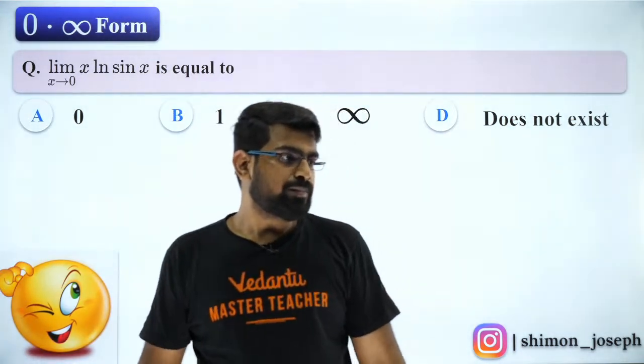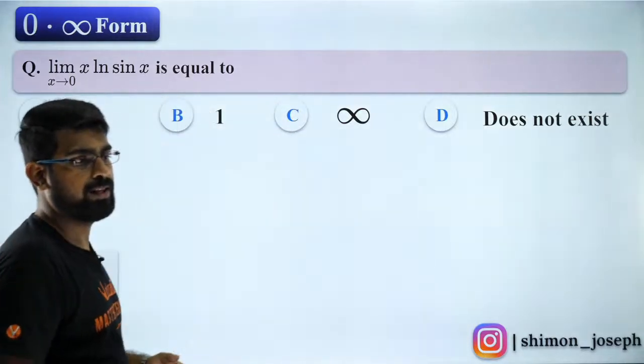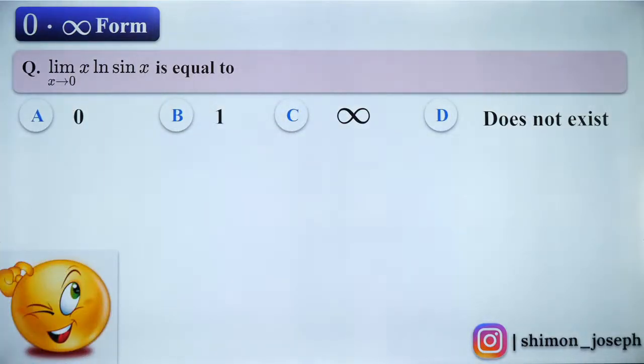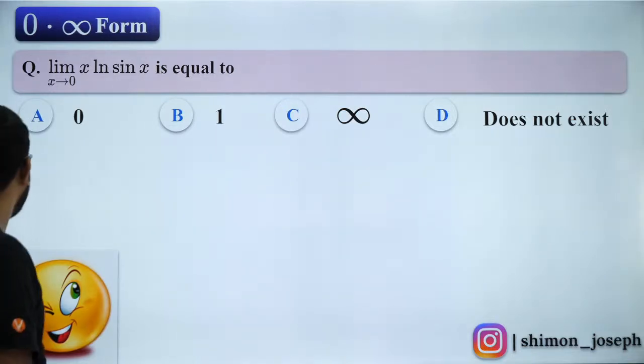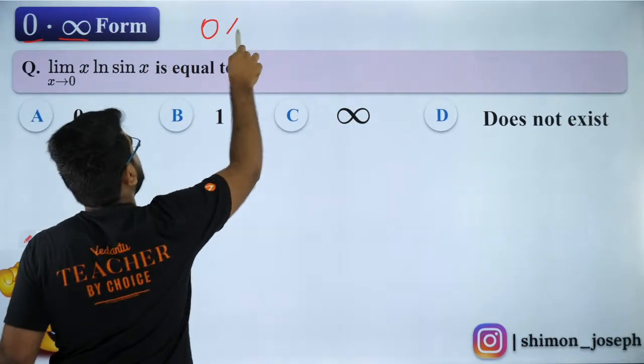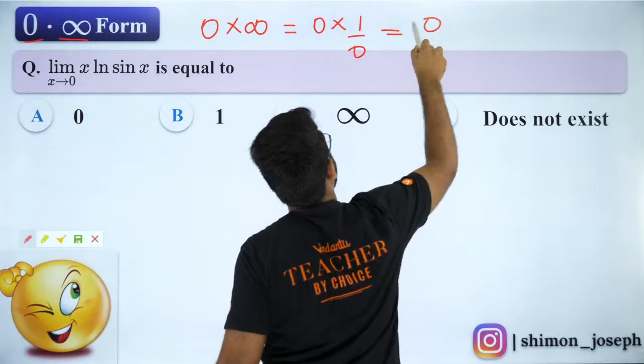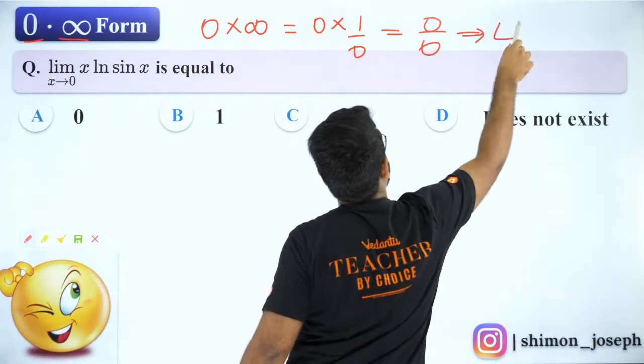Perfect. So everybody clear? All of you? Okay, great. So I told you guys very clearly, whenever you have 0 into infinity form, what did I say? You need to make it as 0 into 1 by 0 form, which will be 0 by 0 form. Then you can apply L'Hopital.